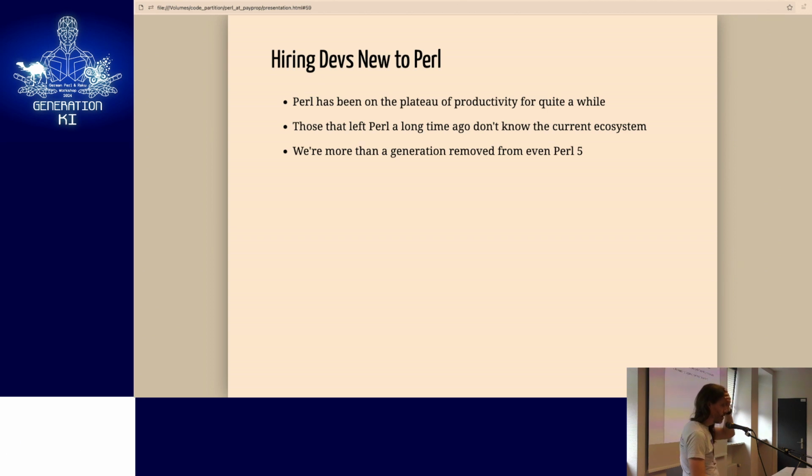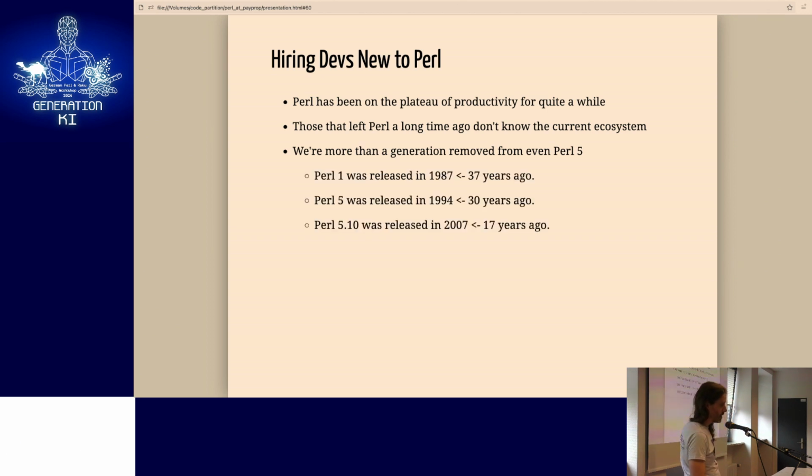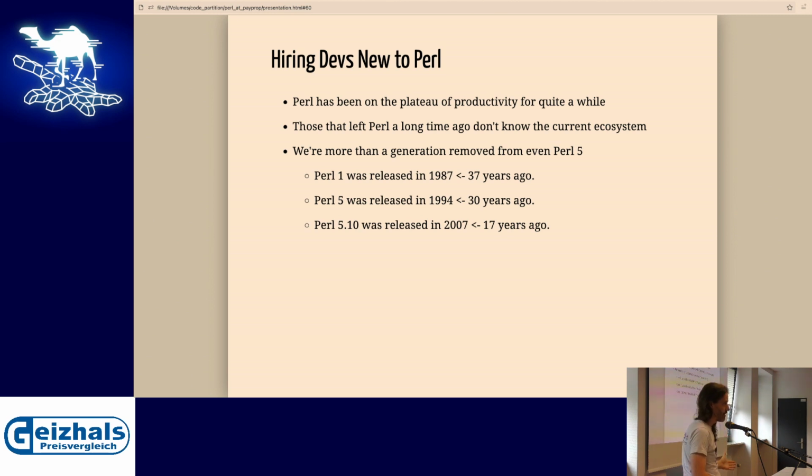And we're more than a generation removed from Perl 5. You know, Perl 1 was released 37 years ago, Perl 5 30 years ago, 5.10 17 years ago. There's people starting university who were born after 5.10 was released. But it's still in a lot of places. We know this through interviewing people, and some people can't talk about where they're using it. They can't sponsor conferences, they can't say what they're doing because their company won't let them talk about it.